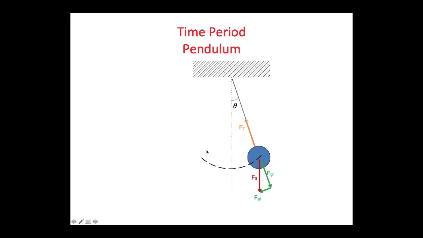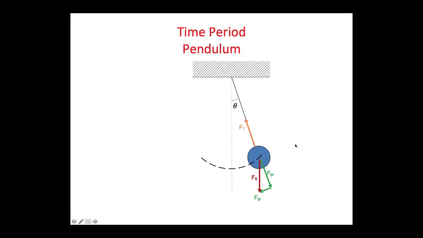Let's look at the setup first. This dotted line marks the equilibrium position of the system. Right now in the picture, the pendulum bob is pulled to the right. Angle theta shows the amplitude. Once released, the pendulum will oscillate on this arc.